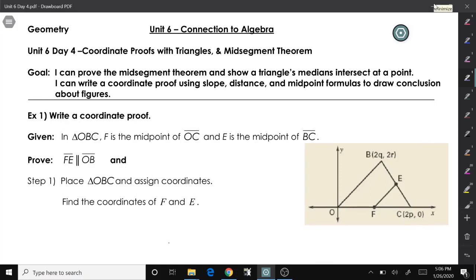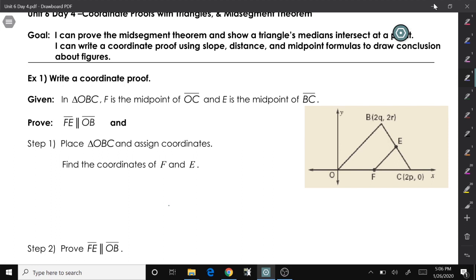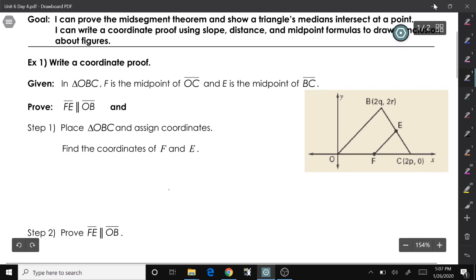Alright, Unit 6, Day 4, where we're going to be working with triangles and the midsegment theorem. Now you're going to see these directions say to complete a coordinate proof. You don't need to freak out. It's not like those two-column proofs from before. What we're doing is using the slope, distance, and midpoint formulas to argue or prove things about triangles. So we're going to be given this triangle OBC.